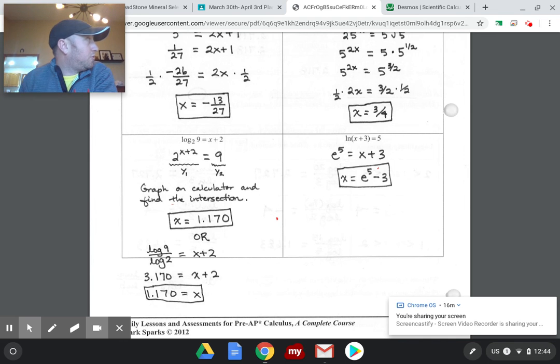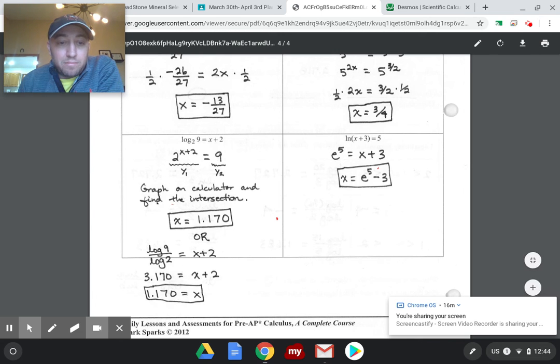So this is one where you're going to have to solve this graphically, which means you need to graph 2 to the x plus 2 power, and then you also need to graph 9, and then you're looking for the points of intersection on your graph. That would be the easiest way.